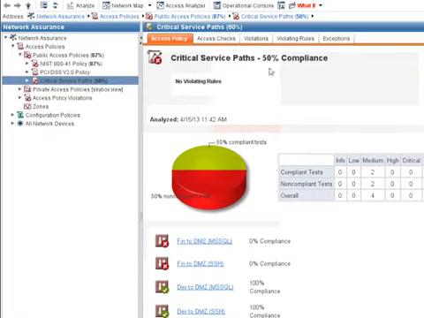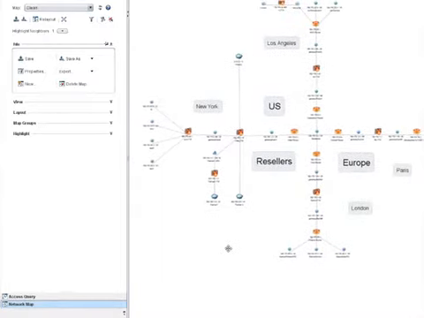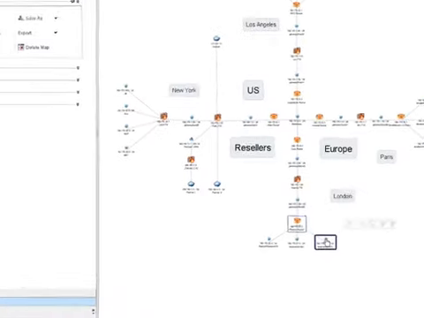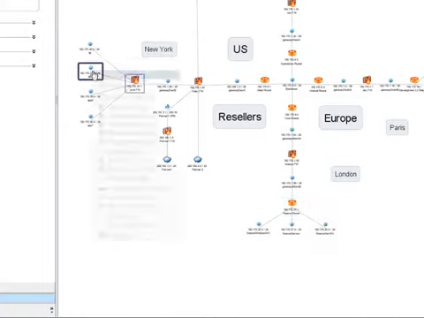My critical service path has gone down from 100% compliant to now it's only 50% compliant. So I know right away that that rule was needed for something. It was needed for something that was important to run the business. One of the other views that we might want to look at is in our network map. We might want to understand what kind of access would be gained or lost by making that change. So I'm going to pick 2 points on my network, a source and a destination.